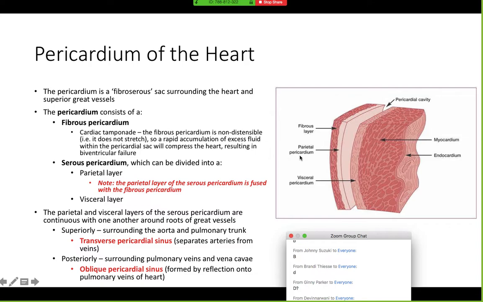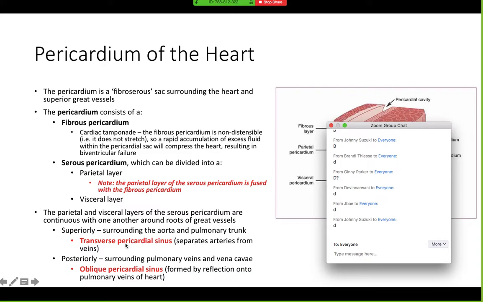So the parietal pericardium is fused with the fibrous layer of the fibrous pericardium. If you're looking at the fibrous pericardium from the outside, you're going to call it fibrous pericardium. If you cut it open and you can see the inside, it's going to be the parietal layer of the serous pericardium, because these two layers are fused.